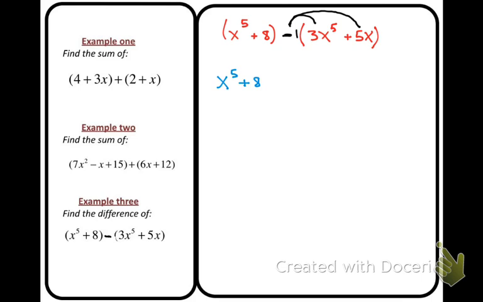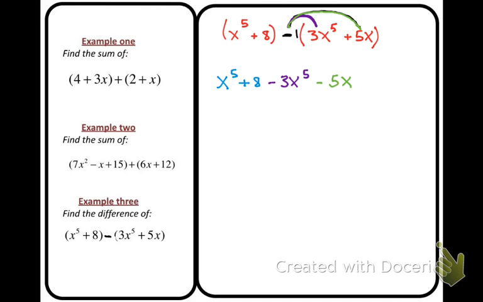First thing we're going to do, take this negative 1 and multiply it to 3x to the 5th. Negative 1 times 3x to the 5th gives us negative 3x to the 5th. Now we're going to take our negative 1 and multiply it to 5x. Negative 1 times 5x is minus 5x.